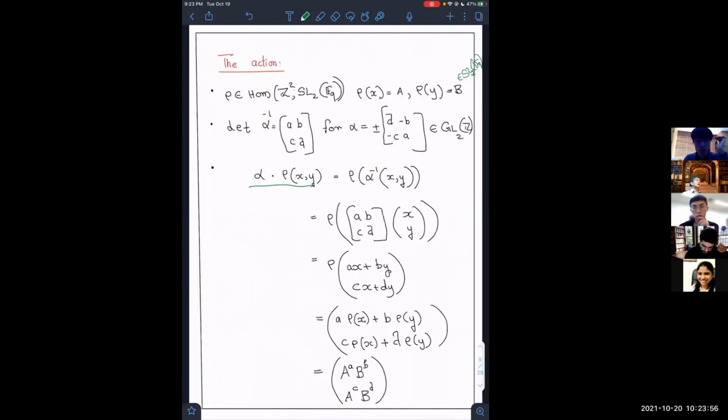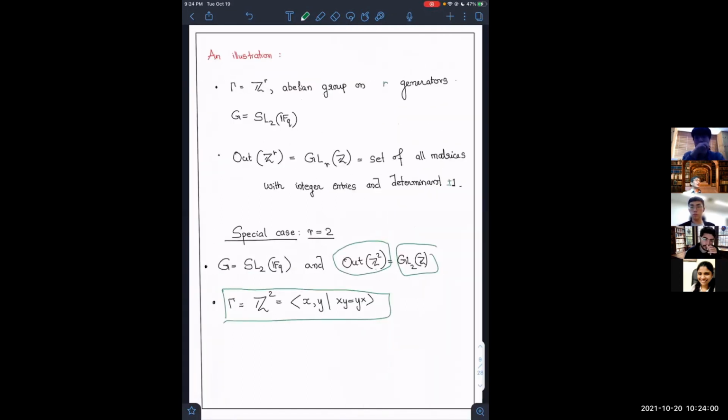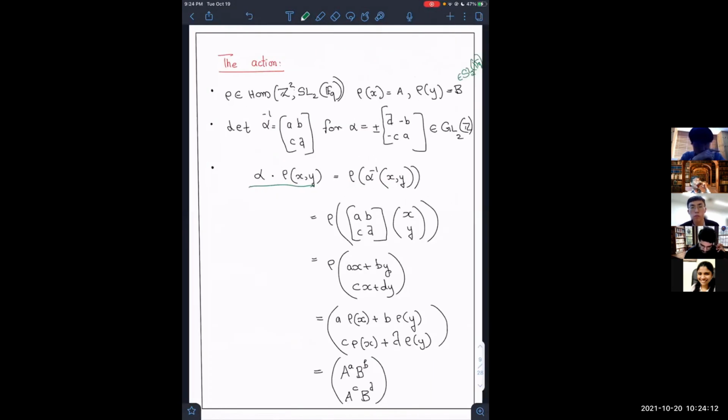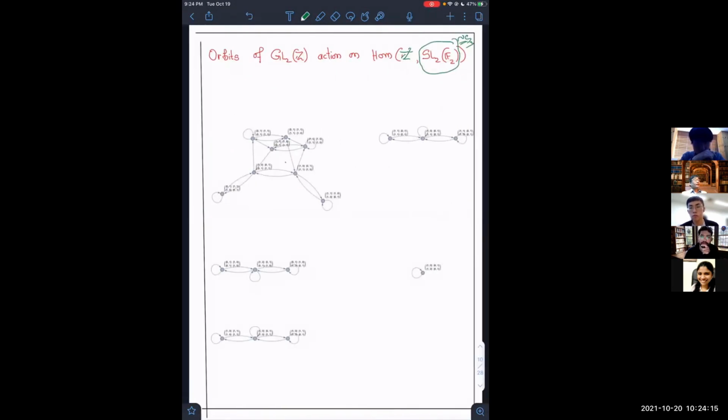So I'll go once more. I'm looking at the action of Out on the Hom set, right? Out of gamma, and my gamma is C2. So it is GL2C. Yeah.